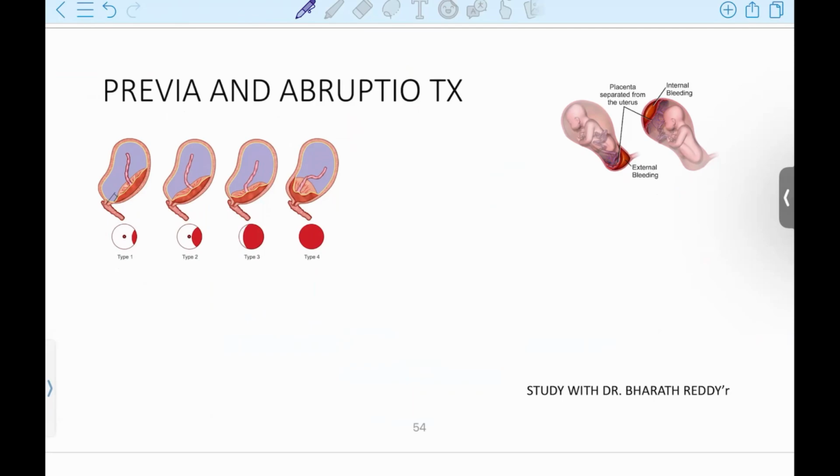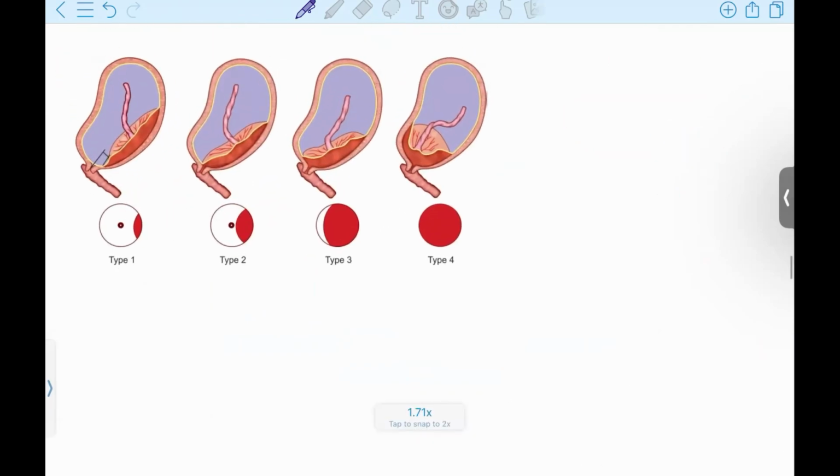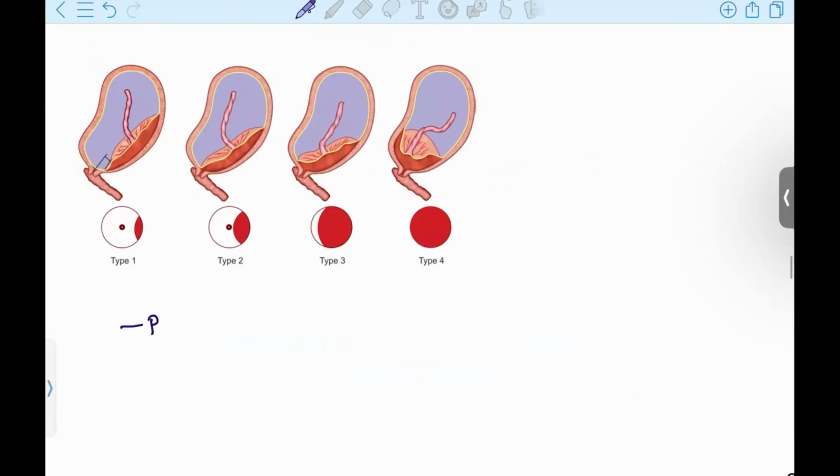So we will be discussing placenta previa and placenta abruptio. When I say placenta previa, mostly this will be painless bleeding. The patient will have painless bleeding and no other symptoms, like abdominal pain or uterine tenderness, right? And what about the causes? The most common risk factor is history: a previous history of placenta previa is one of the most common risk factors for previa development.